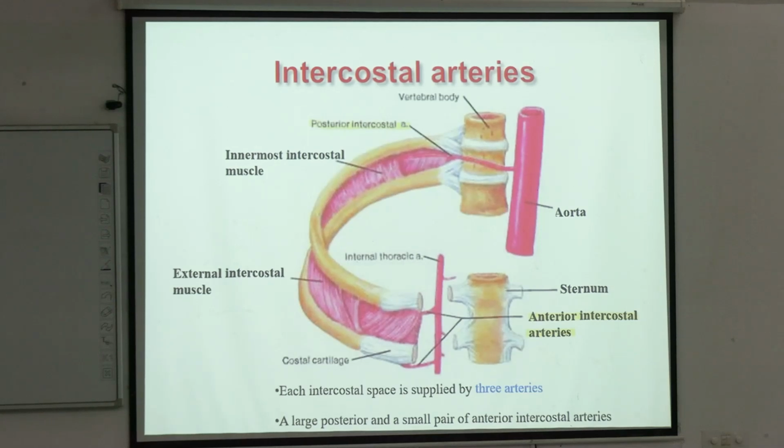And this simple diagram helps us identify the arteries present in the intercostal space. This is a typical intercostal space that you are seeing here. This is the back side, the vertebral body, and this is the front side, the sternum. So this is the anterior part of the intercostal space, ending in the posterior part. Now if you have a close look, we can see that there are two sets of arteries getting into this intercostal space. One from the anterior side, the other from the posterior side.